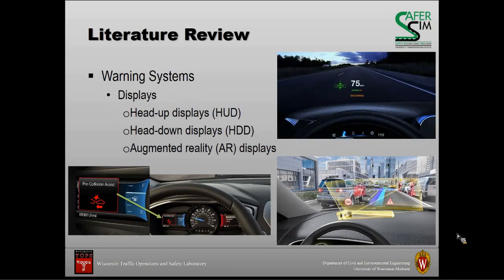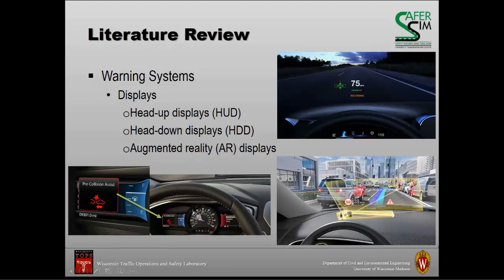Now, the market for in-vehicle systems has grown in the past years, and several in-vehicle displays have been tested for both commercial and research applications. The most common types of in-vehicle displays are head-up displays, head-down displays, and augmented reality. So head-up displays, as you can see in this figure, project the needed information directly on the windshield, which is the line of sight of the driver, and hence the driver gets the required information without taking their eyes off the road.